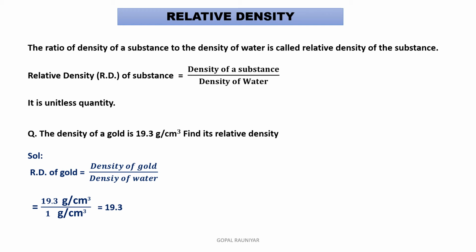Density of gold is given as 19.3 gram per centimeter cube, and we all know the density of water is 1 gram per centimeter cube. Gram per centimeter cube cancels, and 19.3 upon 1 is equal to 19.3. So the relative density of gold is 19.3.